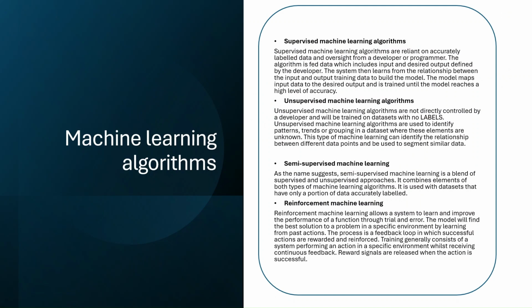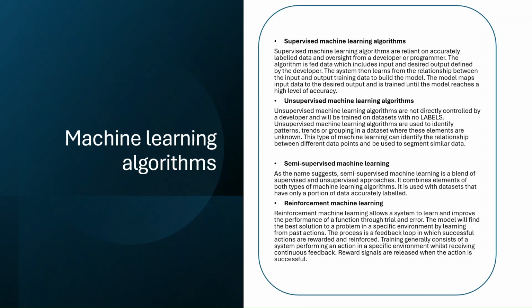Unsupervised machine learning is what? Unsupervised machine learning is not directly controlled by a developer and is trained on data sets with no labels. Unsupervised machine learning algorithms are used to identify patterns, trends, or groupings in a data set where these elements are unknown. This type of machine learning can identify the relationship between data points and can be used to understand and predict similar data.